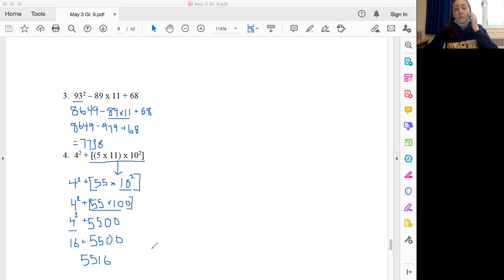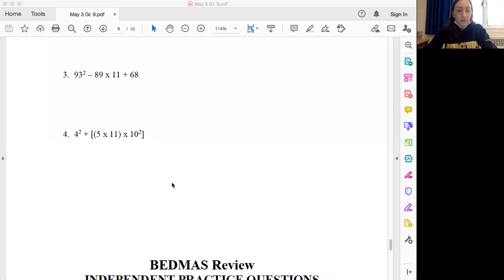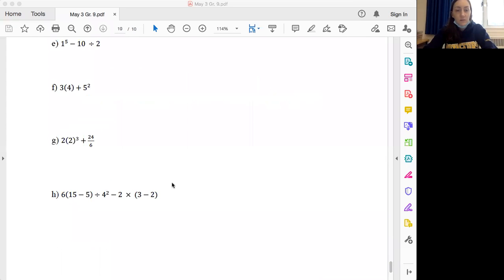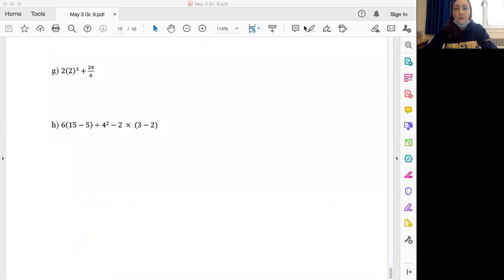Okay, so it's just taking your time, reminding yourself of the steps. So, is there any brackets? Is there exponents, multiplication, division? So you work through the steps and take your time, show your work. It's the most important part always. So I'm going to clear this. I'll just go over real quick your work. So you have independent questions that are here for you to work on. And that's it for today. Have fun.